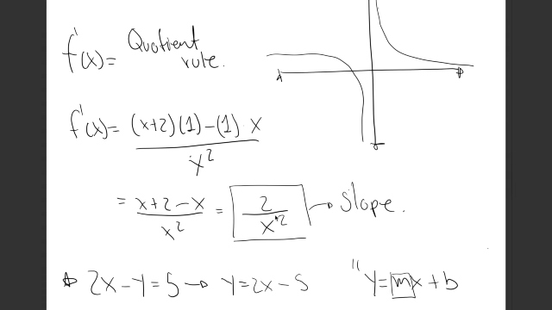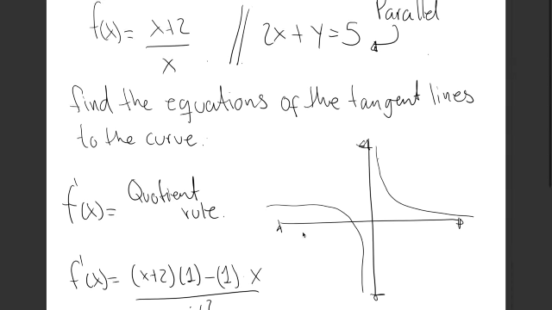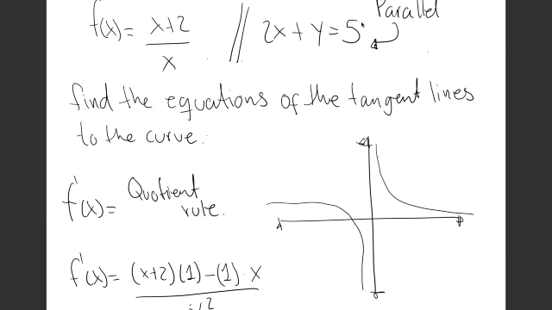As you remember, every time we find the derivative of a particular function, we are finding the rate of change or the slope of that function. That's why I'm referring to this 2 over x squared as the slope, because it's the derivative of the function we were talking about. Now remember that the problem is asking us to find the tangent lines that are parallel to this particular function.